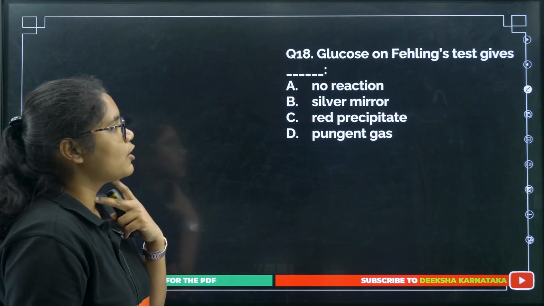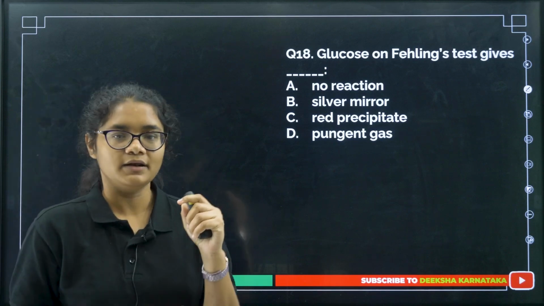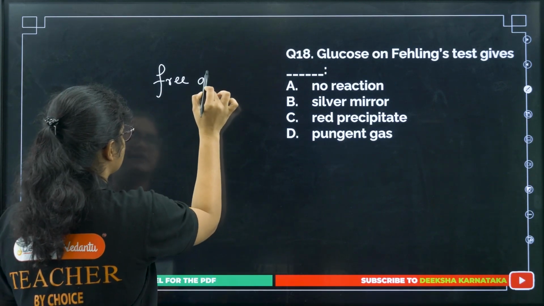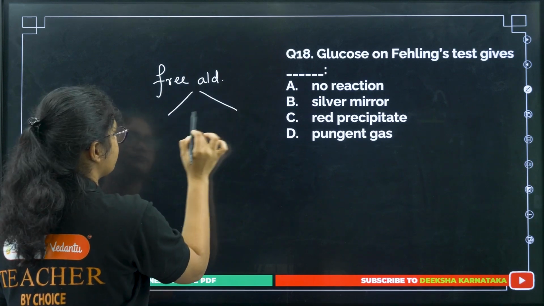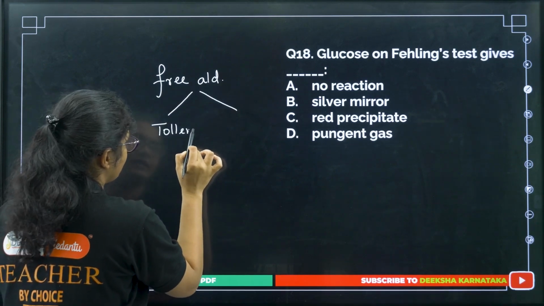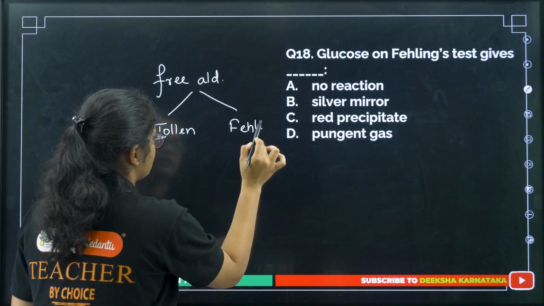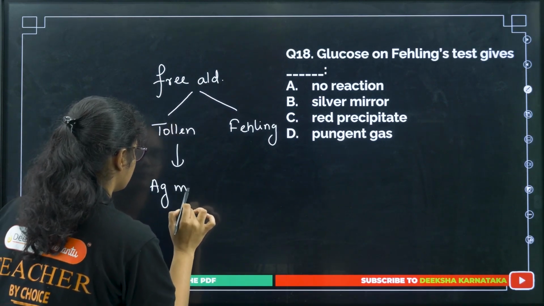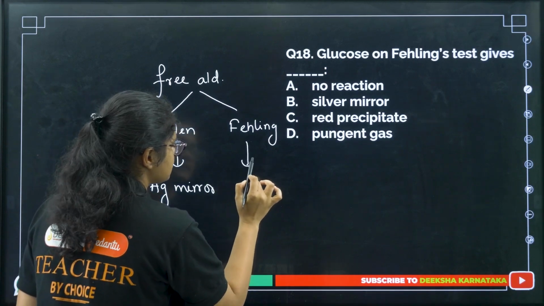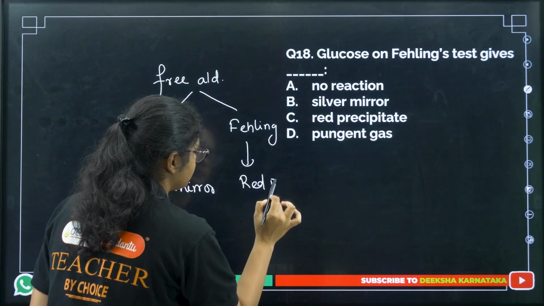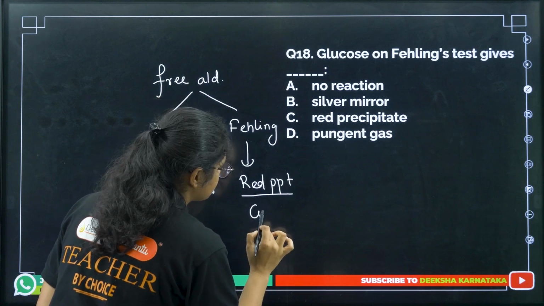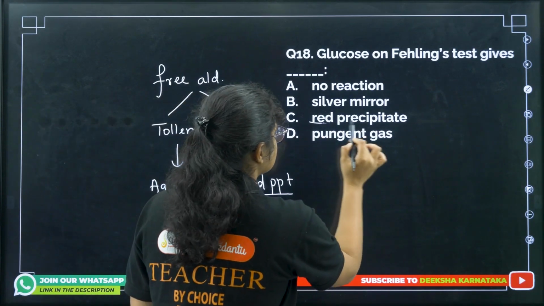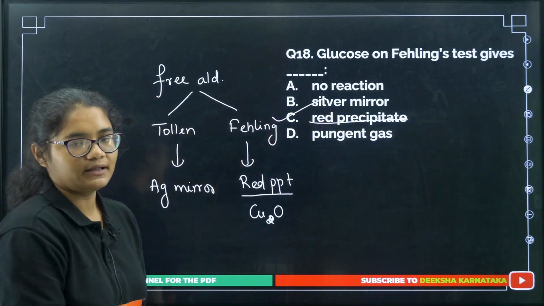Next, glucose on Fehling's test gives. So if you remember, glucose has a free aldehyde group, right? The open chain of glucose has a free aldehyde group. So it will give you both Tollens test and Fehling's test, right? In Tollens test, what happens? A silver mirror is formed, right? In Fehling's test, what happens? A red color precipitate is observed. Now, this red color precipitate is due to the formation of copper oxide, right? So the correct answer will be red precipitate, option number C.